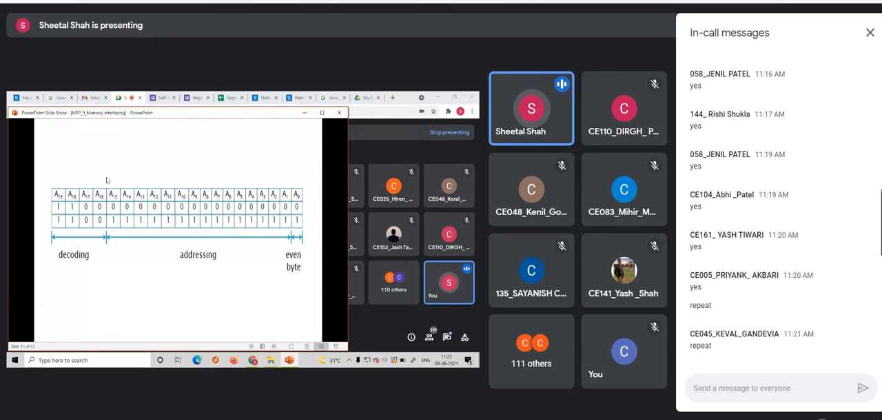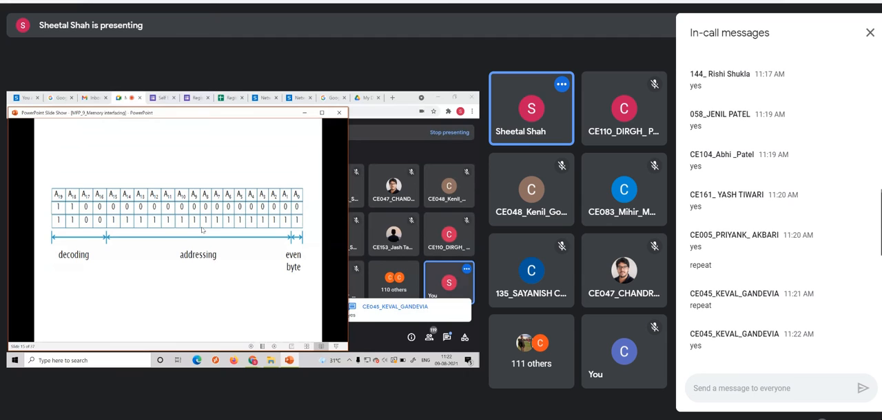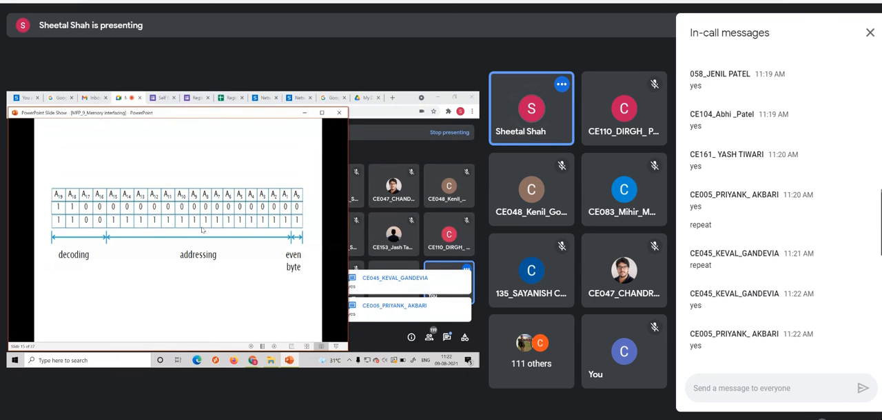Now A1 to A15 would range from 0 till 1. Do you agree to this? The starting address would be all zeros, the ending address would be all ones. And A0, to select the even bank, should be 0, and to select the odd bank, it should be 1. So the total address range would be C0000 till CFFFF. Is this thing clear? Okay.